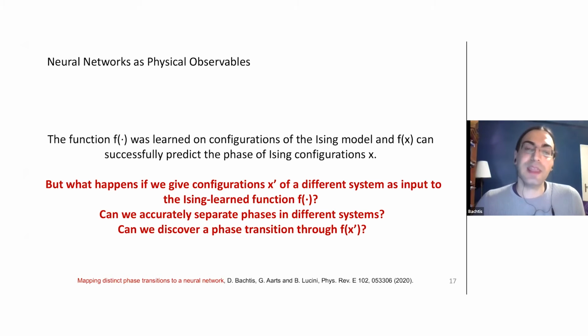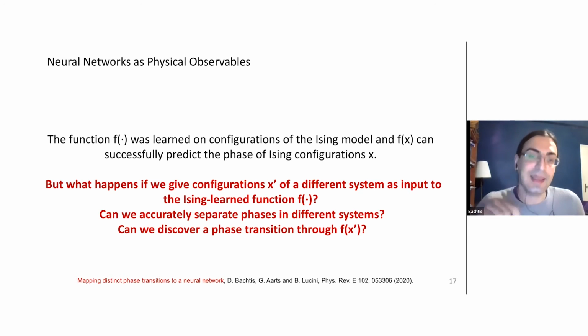But what happens if we give configurations of a different system as input to this Ising-trained function? Can we accurately separate phases in different systems? And can we discover a phase transition if we don't know that a phase transition exists in a certain system?